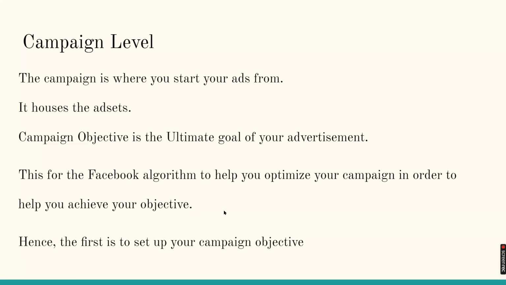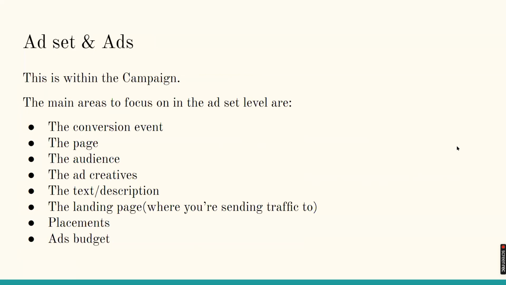So the first step of your ad is setting up your campaign objective. I'm going to show you this practically. So ad set and ads, this is within the campaign level. The main area to focus on in the ad set level and even the ad level is your conversion events, right? How would you measure conversion? What's the event of conversion? How would you know that this thing is converting?